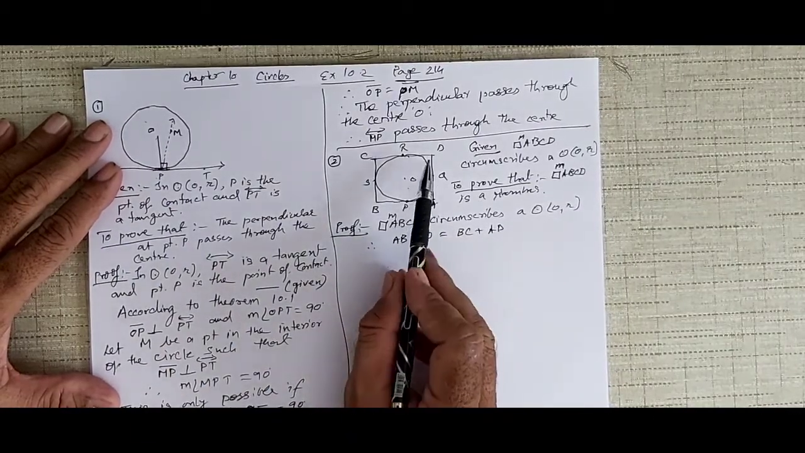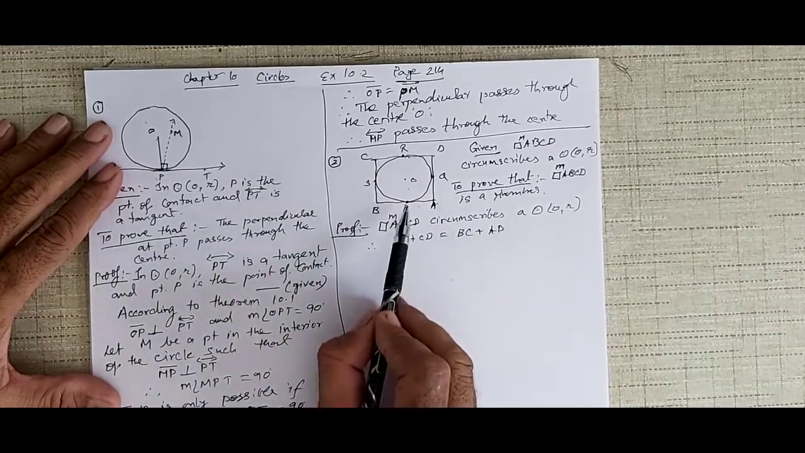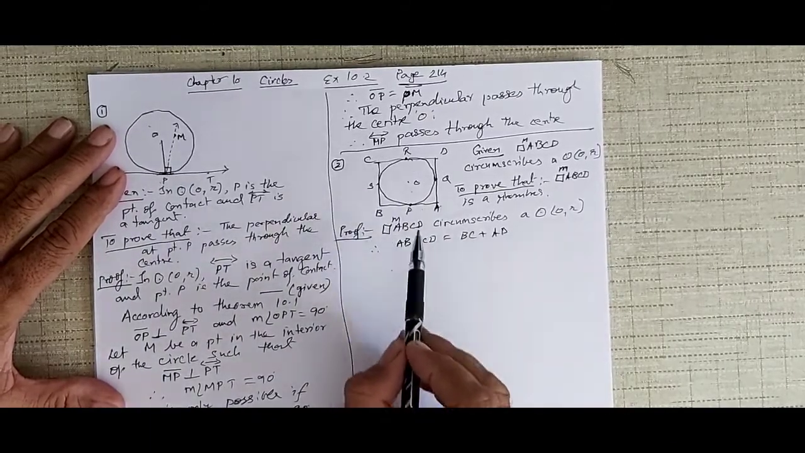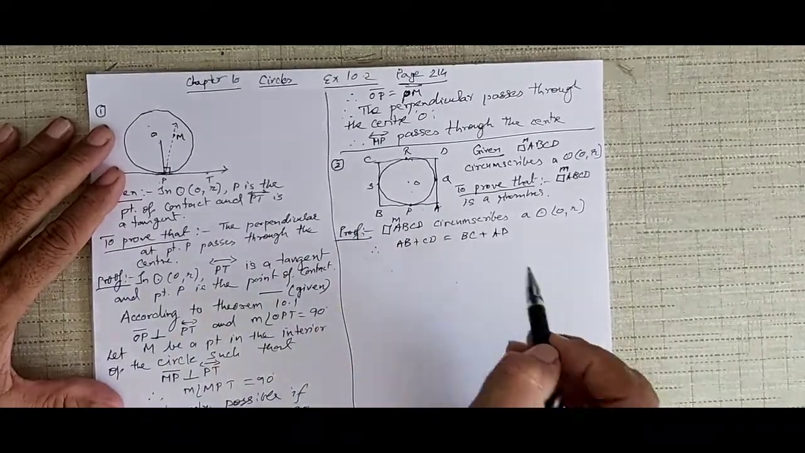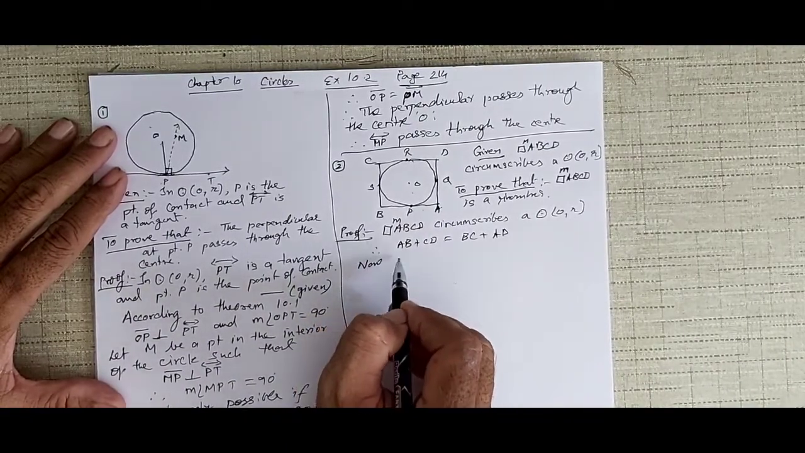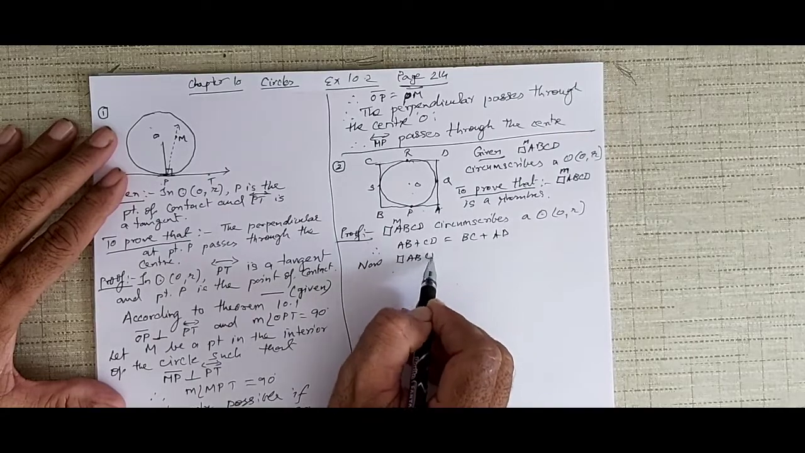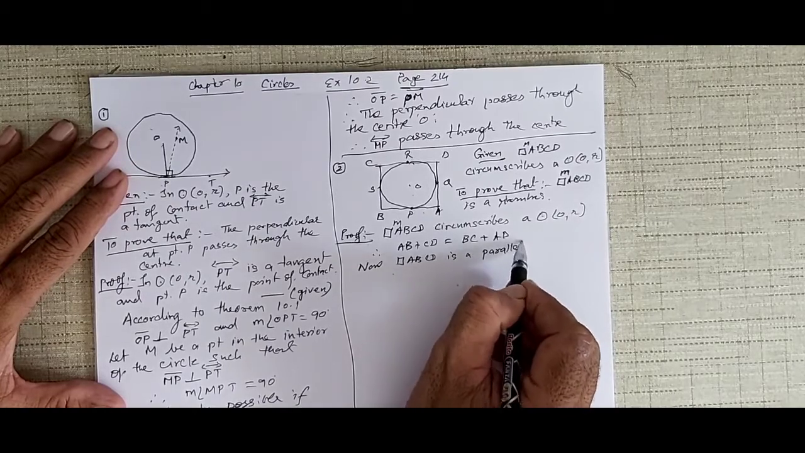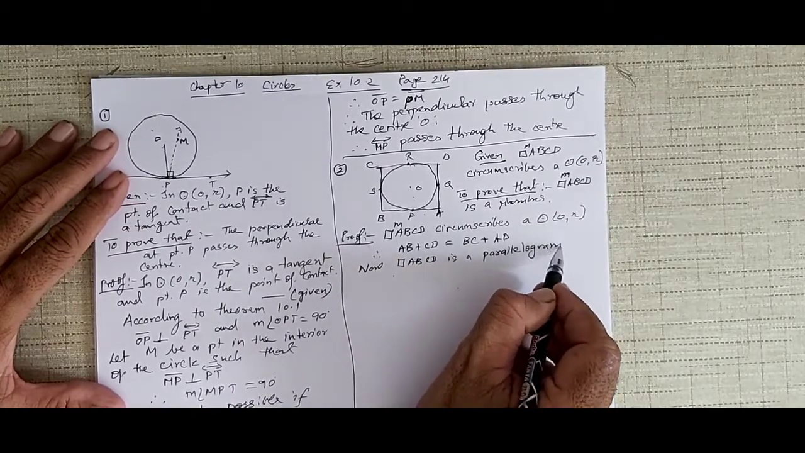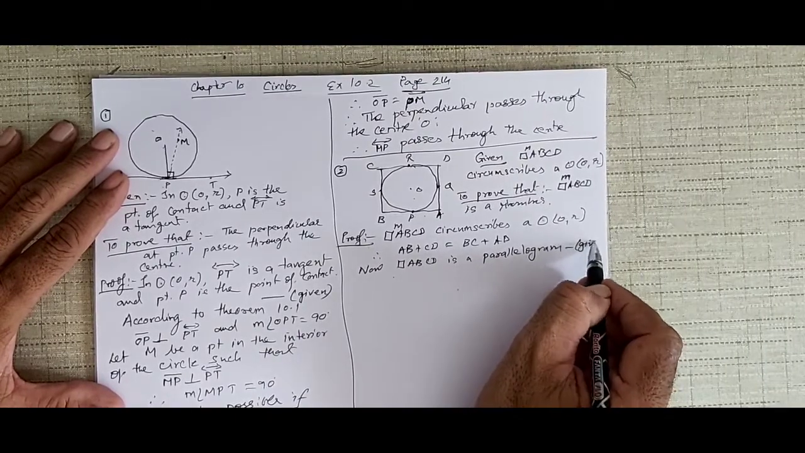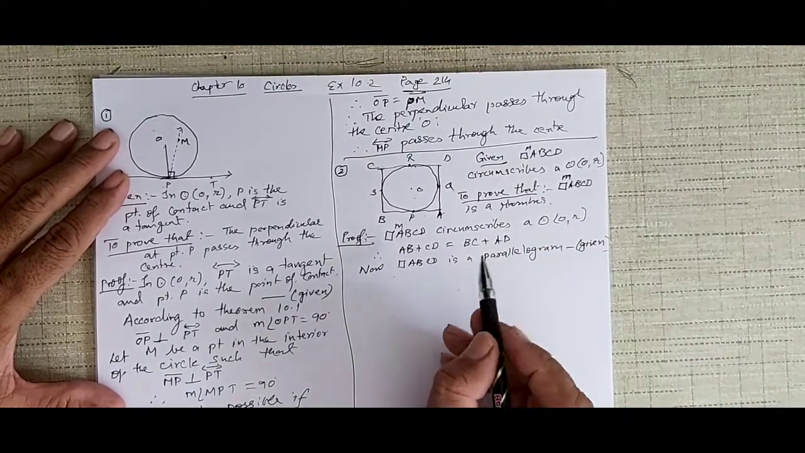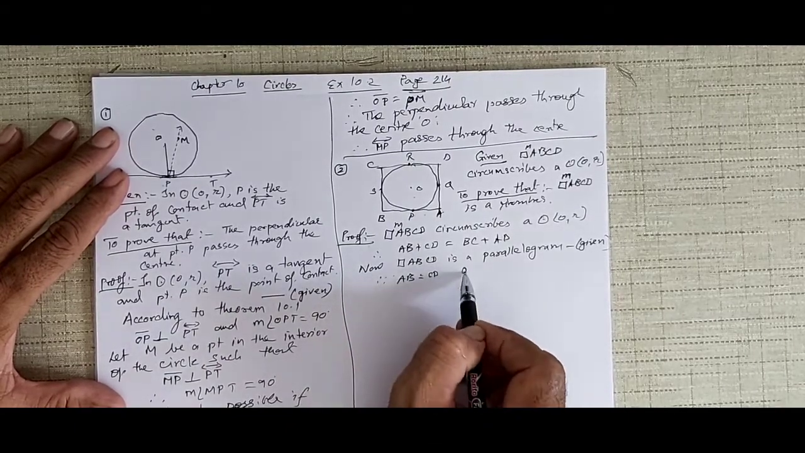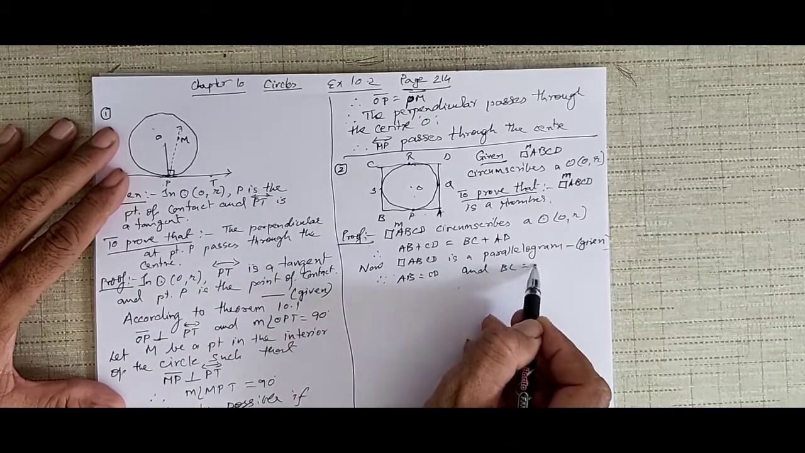Whenever a quadrilateral circumscribes a circle, the sum of the opposite sides are equal. Opposite sides means AB and CD. AB plus CD is equal to BC plus AD. Now, quadrilateral ABCD is a parallelogram. This is given to us. Why? Because it is given. And by the definition of a parallelogram, we know that opposite sides are equal. Therefore, AB is equal to CD, and BC is equal to AD.